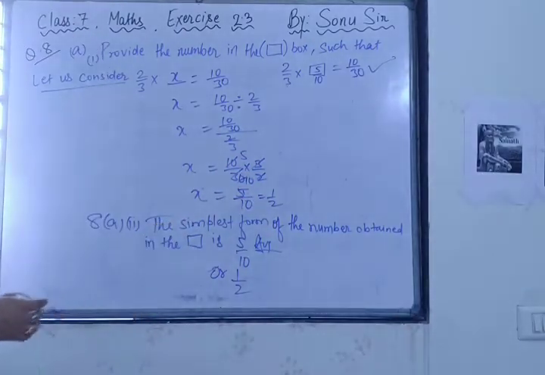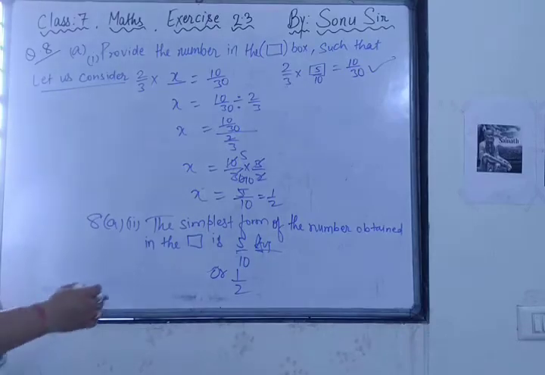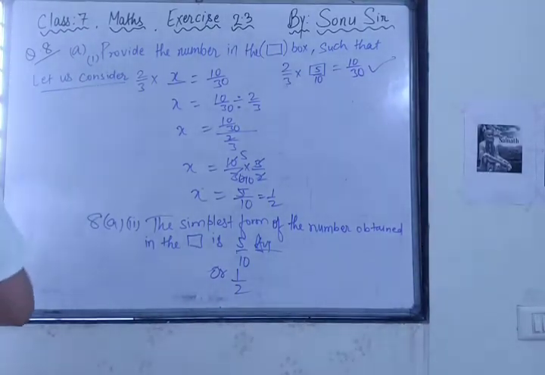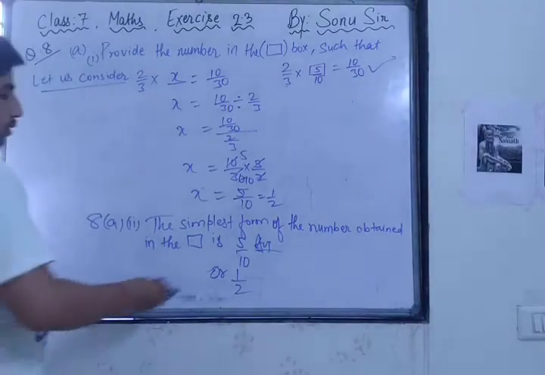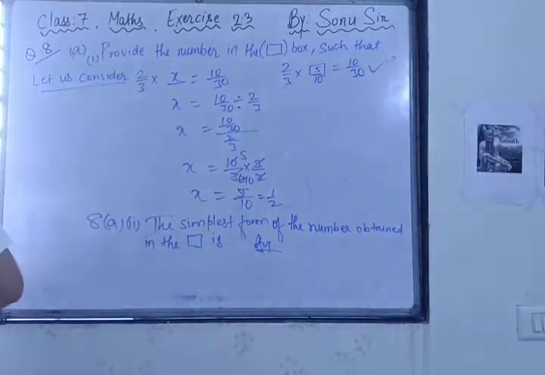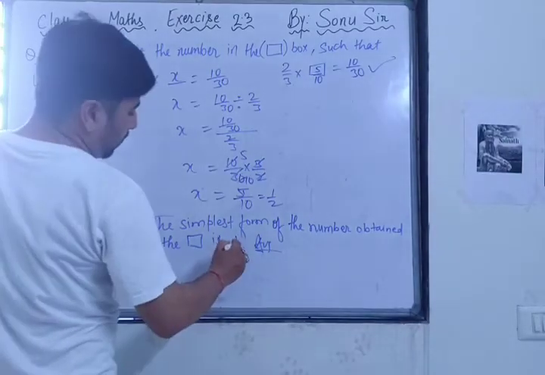So the simplest form of the number obtained is 5 by 10 or 1 by 2. You can write here only 1 by 2. The simplest form is there, right? So no need to write 5 by 10. Directly, 5 1s are 5 and 5 2s are 10, so the answer will be 1 by 2.